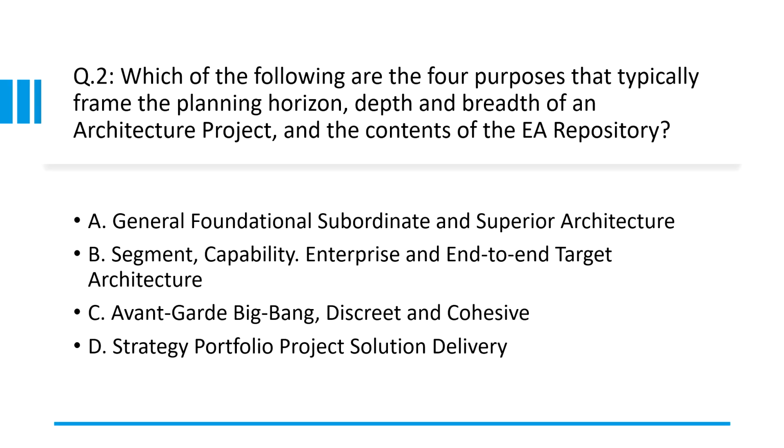Question 2. Which of the following are the 4 purposes that typically frame the planning horizon, depth and breadth of an architecture project, and the contents of the EA repository? A. General foundational subordinate and superior architecture. B. Segment, capability, enterprise and end-to-end target architecture. C. Avant-garde, Big Bang, discrete and cohesive. D. Strategy, portfolio, project, solution delivery.